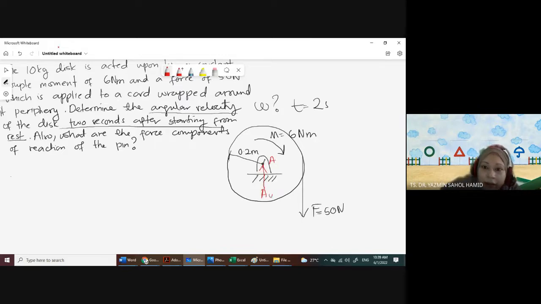AY lah. Kan? Lepas tu you ada apa? AX. Kan? Kalau ada pin macam ni, memang ini dia punya reaction lah. You ada AX and you ada AY. Lepas tu of course you akan ada apa? Apa ni? Weight lah. W. Okay.